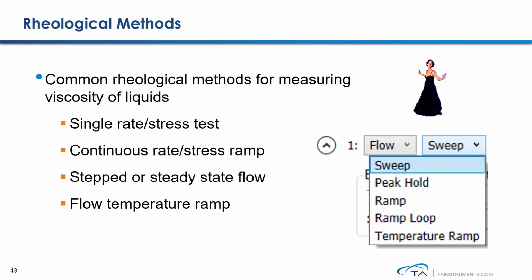Now, let's talk about common rheological methods for measuring the viscosity of liquid samples. In TRIOS software, when you select Flow Test Mode from the drop-down list, you should be able to see a list of all the available test procedures you can use for measuring viscosity. Specifically, in today's course, we would like to discuss in detail 4 different types of common test methods. They are single rate or single stress test, continuous rate ramp or continuous stress ramp, stepped or steady state flow, and the last one is measuring flow viscosity as a function of temperature.